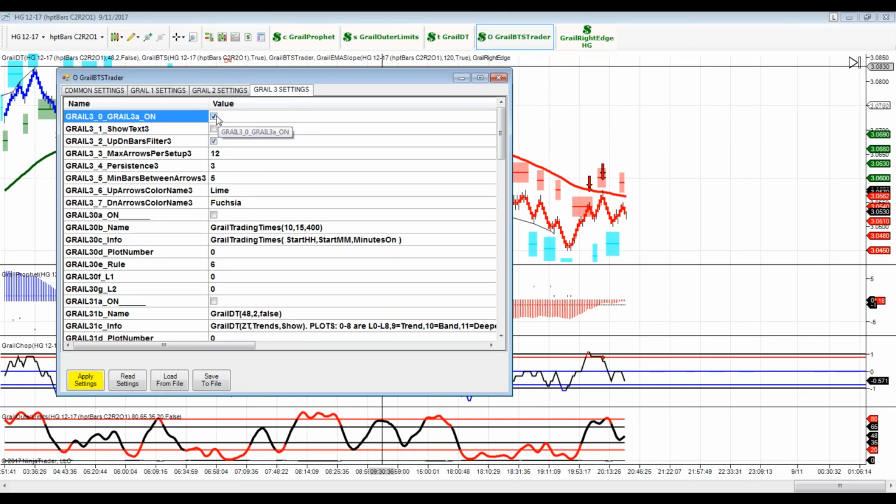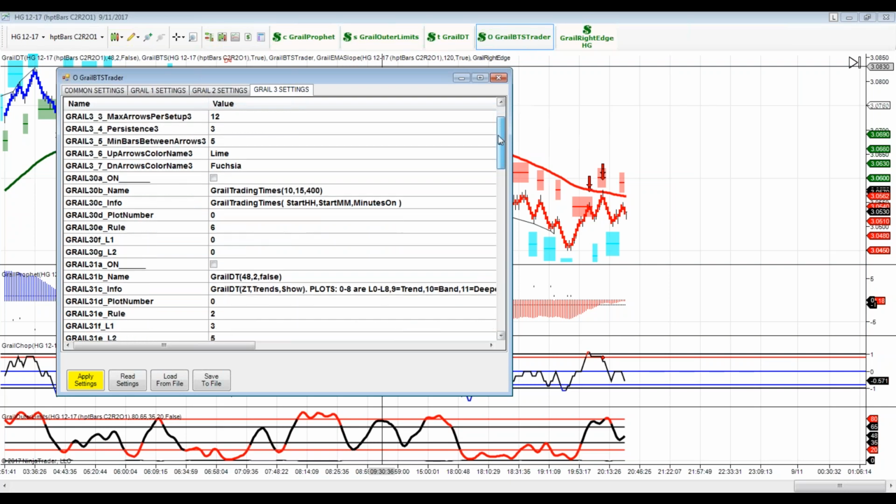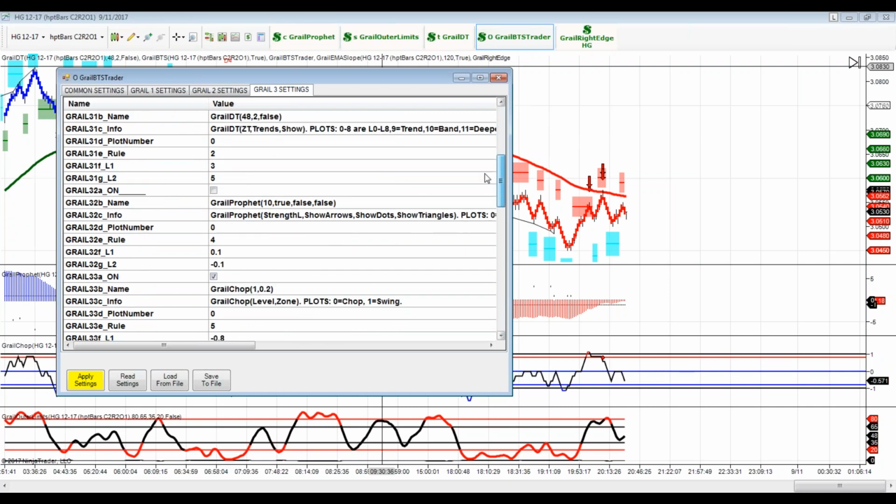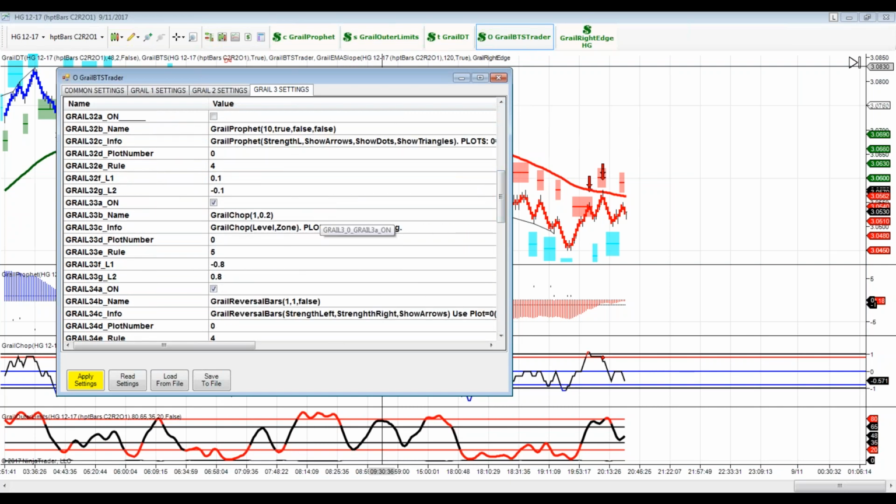I went ahead and turned on the Grail 3. You're going to see that probably 95% of the time it's always going to be when your bars are yellow. And again, this isn't recommended for everybody. I'm showing this in case you're interested in it. And these are just the normal Grail 3 BTS trader setups. Okay, we're using the chop. We're using reversal bars. These are the conservative reversal bars, the 1 and 1.